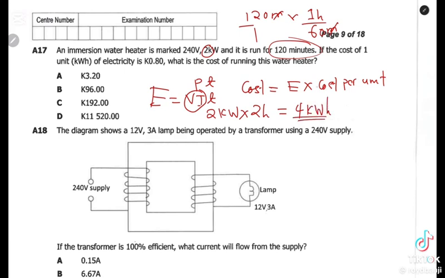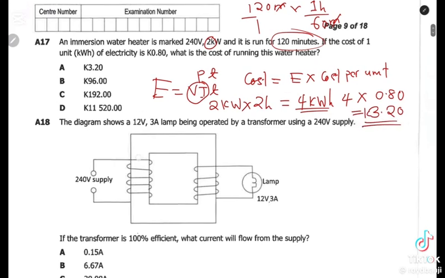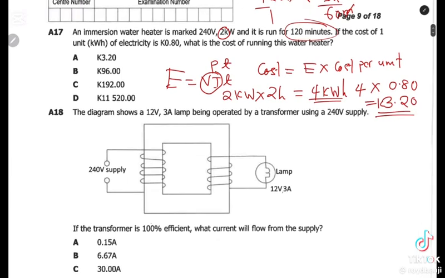Okay, now we can find the cost. We said cost is equals to energy times the cost per unit. So you're going to have 4 multiplied by, what is the amount per unit? 0.80. If you multiply this, what do you have? Okay, so you have 3.20 kwacha. Kindly confirm this amount. So that is the amount that I found, and therefore here the answer is A.